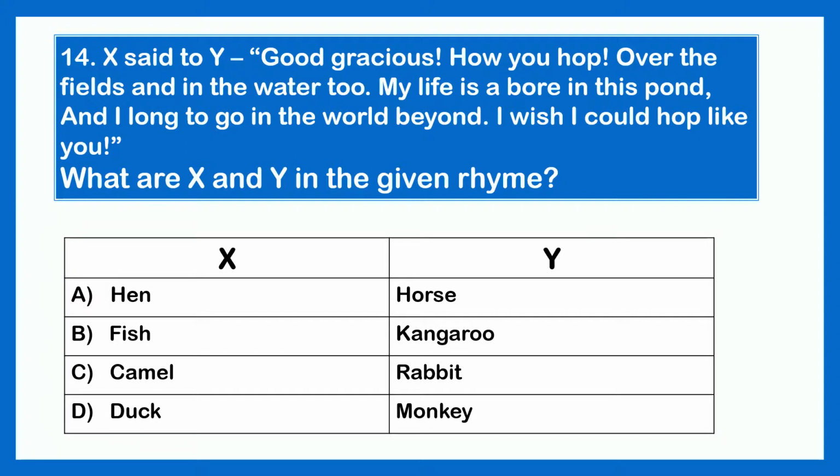X said to Y, "Good gracious, how you hop! Over the fields and in the water too. My life is a bore in this pond and I long to go in the world beyond. I wish I could hop like you." What are X and Y in the given rhyme? According to the poem, X lives in water and Y hops in the field and over water. Therefore, X could be fish and Y is kangaroo that hops. So the answer is option B, X fish and Y is kangaroo.